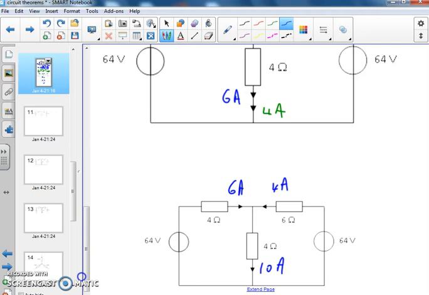This can be extended to circuits containing many sources, and each of the sources will be suppressed, leaving only one source in the circuit at each time to work out the current flow. Thank you.